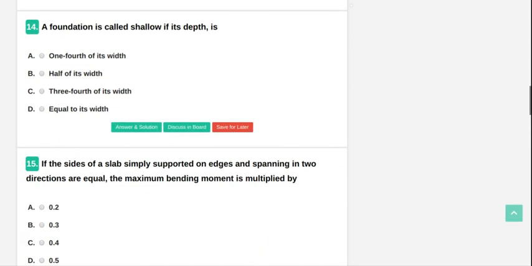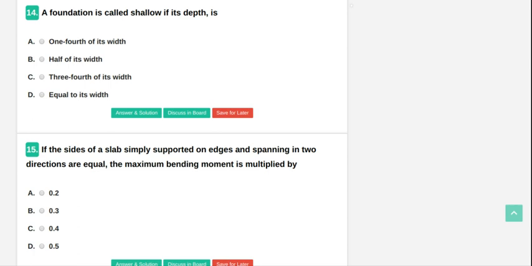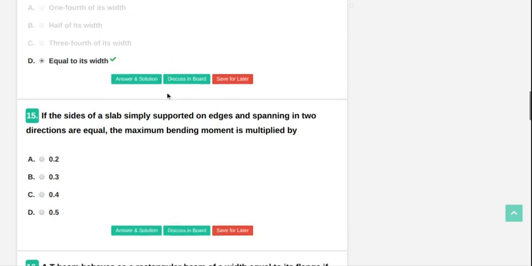A foundation is called shallow if its depth is less than its width. When depth is much greater than the width of the foundation, it is a deep foundation. In other cases, it is a shallow foundation.